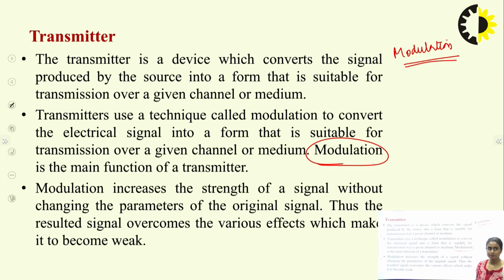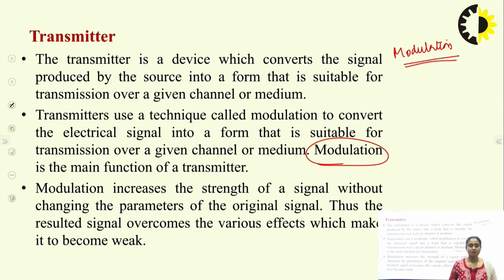First, we go through it. The transmitter is a device which converts the signal produced by the source into a form which is suitable for transmission over a channel or medium. The transmitter uses a technique called modulation to convert the electrical signal into a form which is suitable for transmission over a given channel or medium. Modulation is the main function of a transmitter. So, in exams also, if you are mentioning the transmitter and somehow you miss mentioning modulation, this will be an incomplete answer. So, you need to mention modulation.